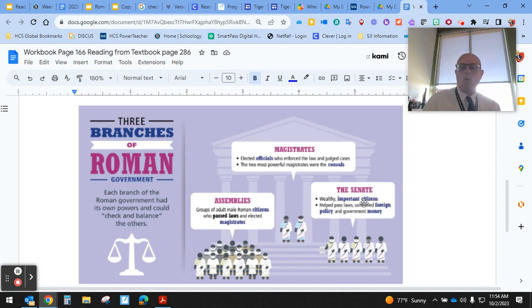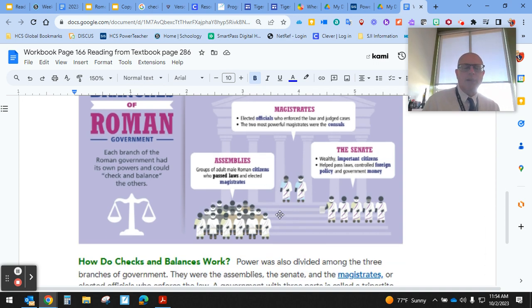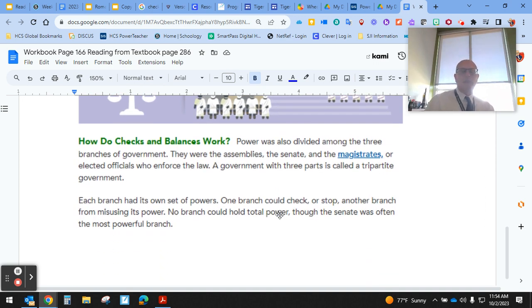The Senate, wealthy, important citizens. They helped pass laws. They controlled foreign policy and the government money. So these were the three branches. How do checks and balances work? Power was divided among the three branches of government. There were assemblies, the Senate, and the magistrates, or elected officials who enforced the law.